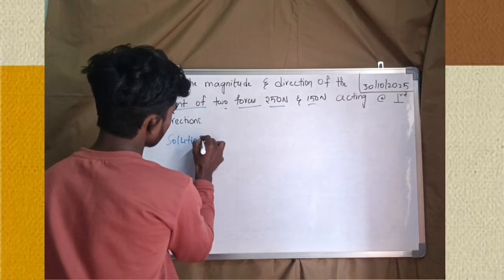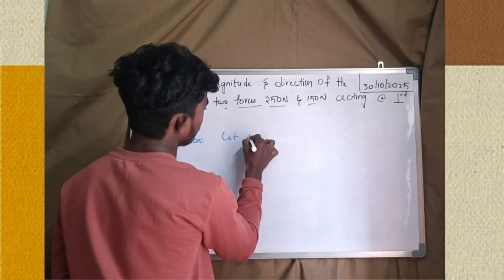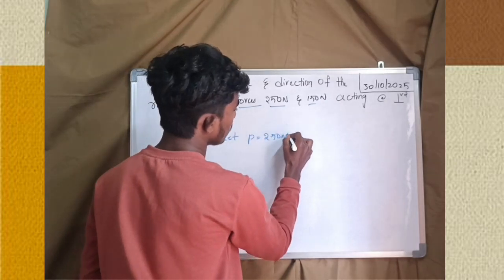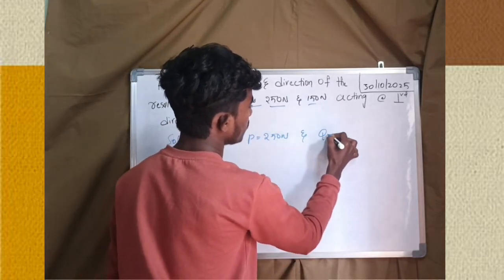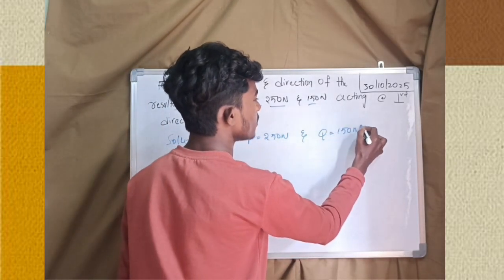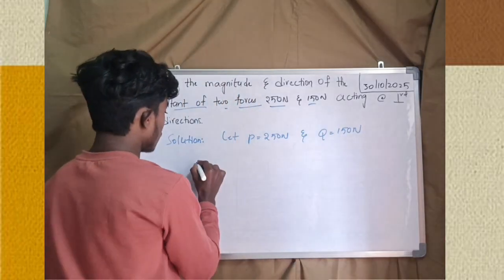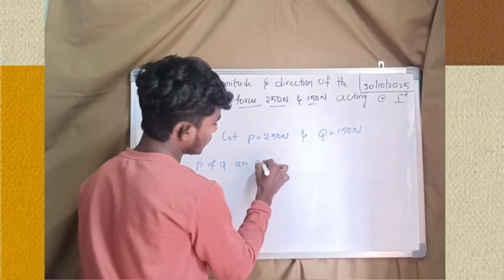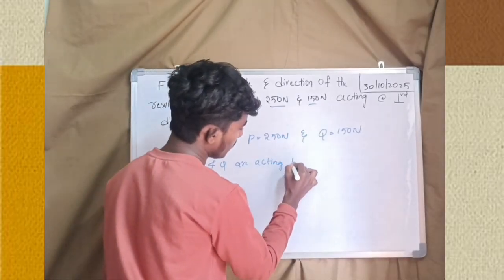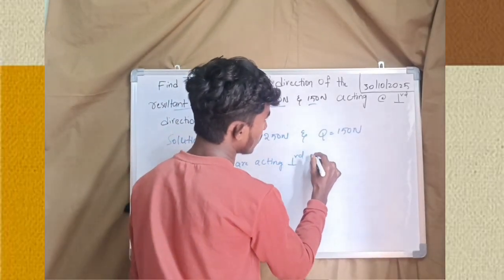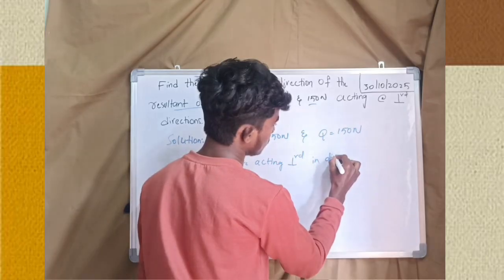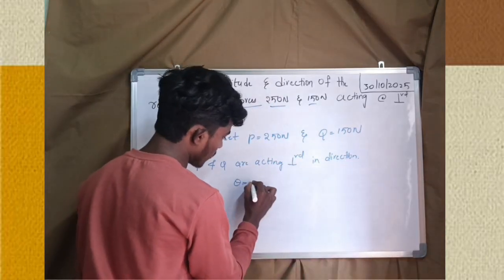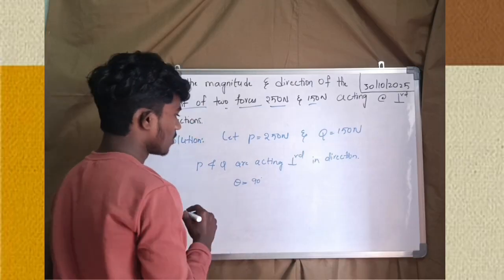Solution, let P equal to 250 newtons and Q equal to 150 newtons. P and Q are acting mutually perpendicular in direction. Mutually perpendicular in direction means that theta equal to 90 degrees.